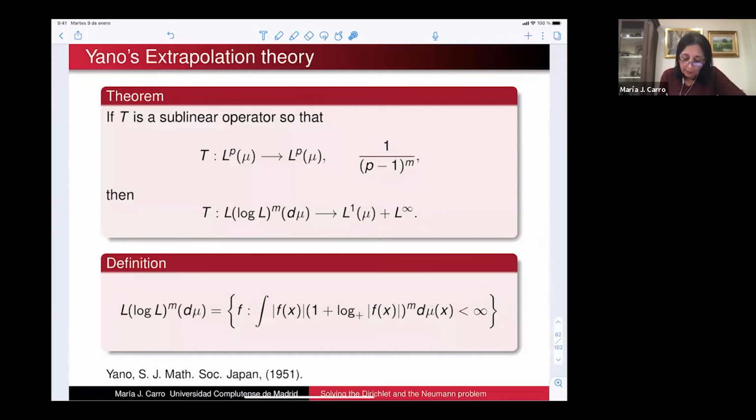And you have here the definition of the space L log L, which is nothing but instead of having integrability, we need to put here some extra logarithmic integrability, okay?